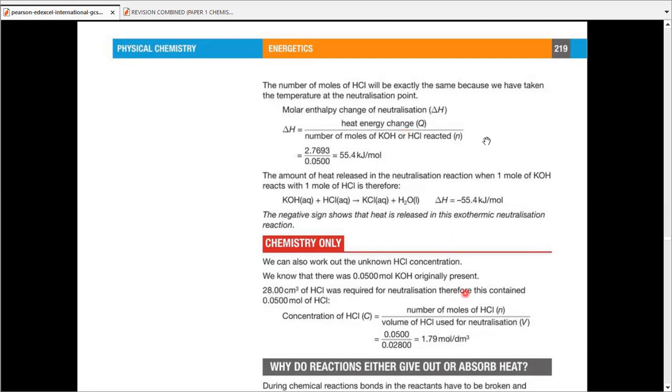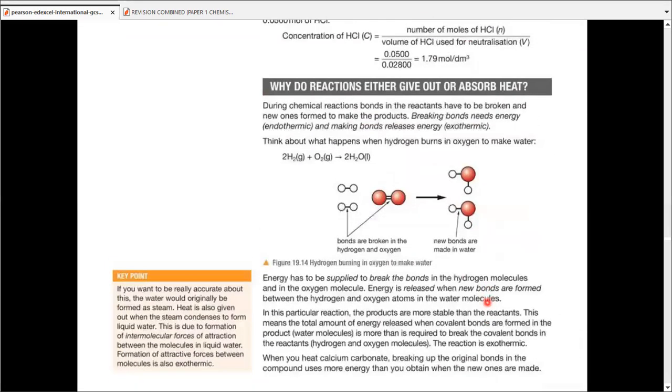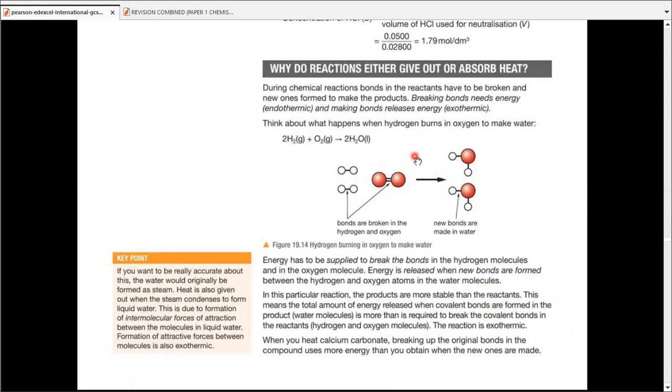One of the last points of this chapter. Why do reactions either give out or absorb heat? Let me take a look at this.